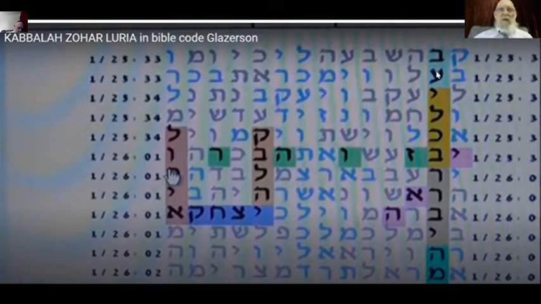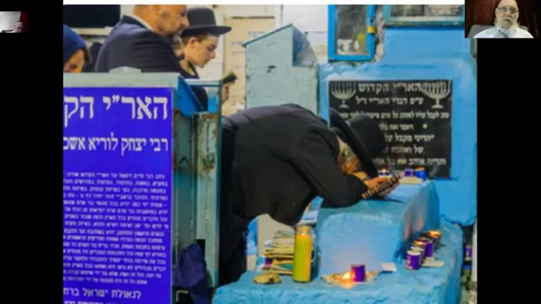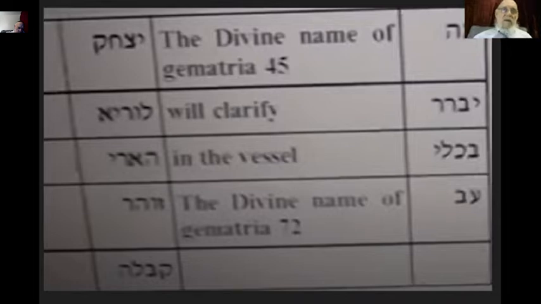72, which is the name of God, and the nation, famous. Now in English, if you want to read, the divine name of God, Gematria 45, we clarify in the vessel, then the study of Isaac Luria, the Arizal, which you saw.